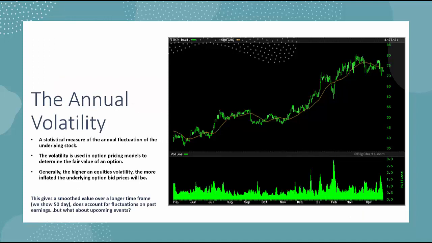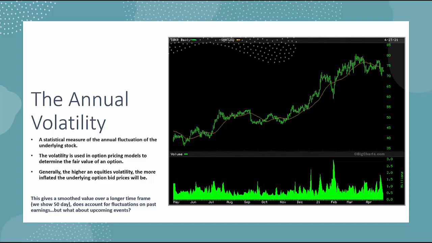Well, the annual volatility is a statistical measure of the fluctuation of the underlying stock. Volatility value is used in pricing models, Black-Scholes, Cox-Ross, and others, to determine the fair value of an option. As we mentioned, it is also used in other equations for things such as delta, gamma, and more. Generally, of course, the higher an underlying security's volatility is, you'd expect to see more inflated premium in the underlying option prices.